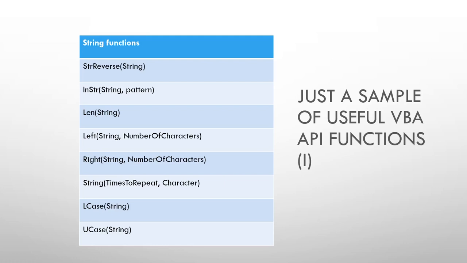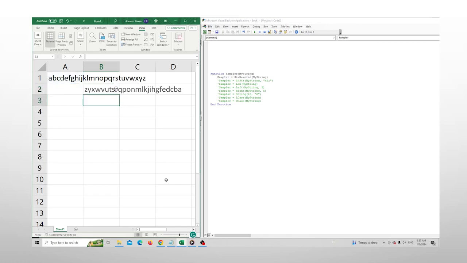We saw StrReverse, which reverses the order of the characters in a string. InStr, which returns the first occurrence of a character within a string. The Len function returns the length in characters of a string. You can think of a few scenarios for using that. Left or Right. We used Left, there's also Right. In Right, you put the string, you put the number of characters you want starting from the right instead of from the left.